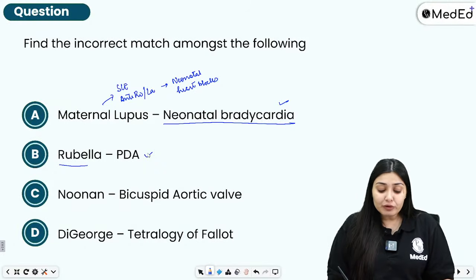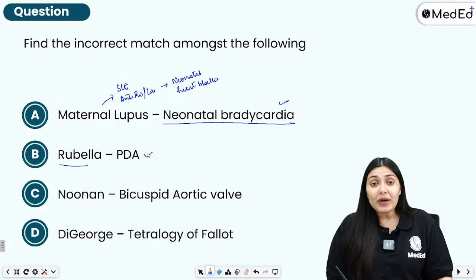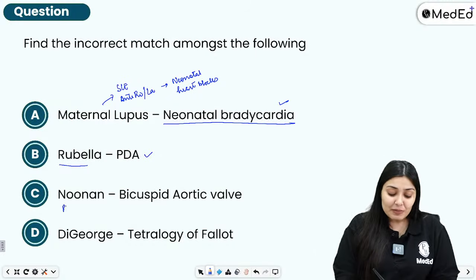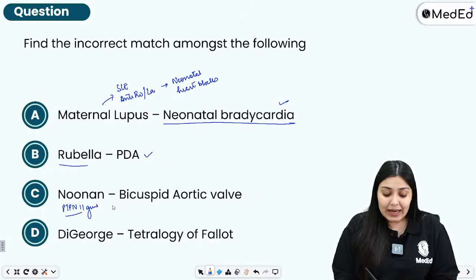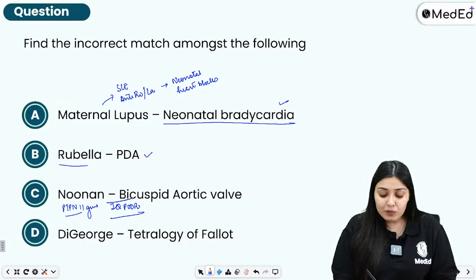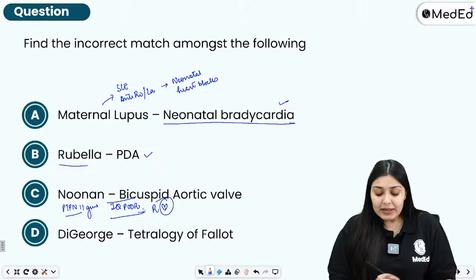Then we have Noonan syndrome. What happens in Noonan syndrome? Noonan syndrome, there is PTPN11 gene mutation. The IQ here is poor. And it is the right-sided heart defects that you see.